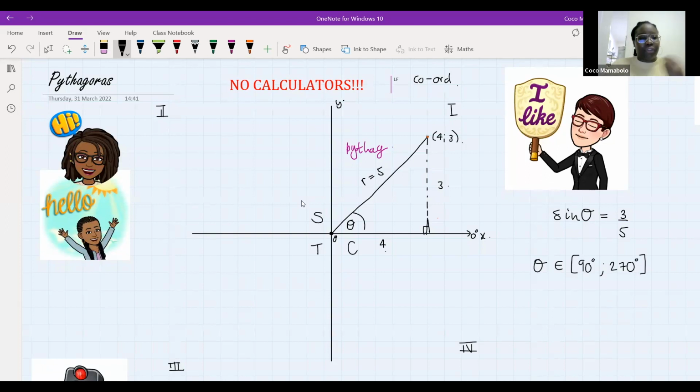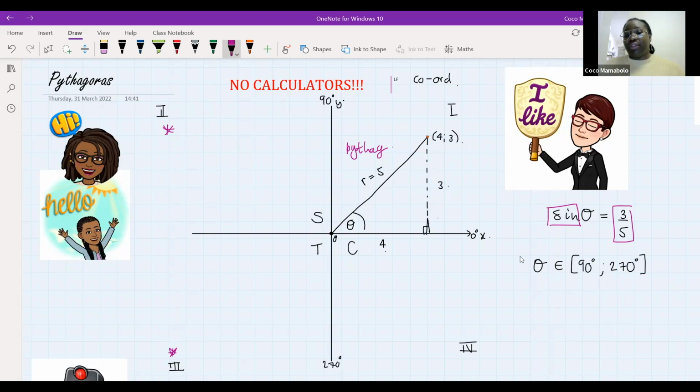First, where's 90 and 270 degrees? We know that 90 degrees is over here and 270 degrees is over here. So we're working in quadrants 2 and 3. We're working either here or here. Now, the other thing that we need to note is that because they've given us sine as the ratio that we're going to use here, we need to think about whether the ratio that they've given us is positive or negative.